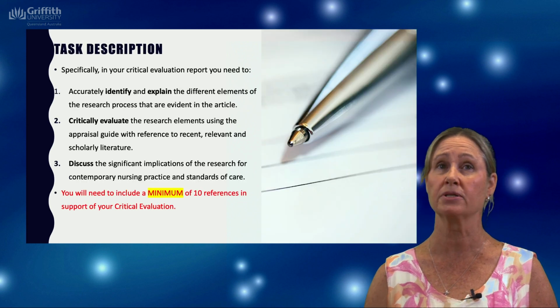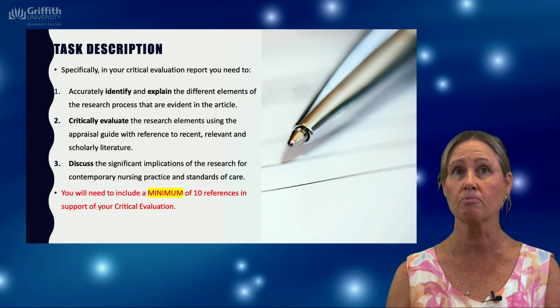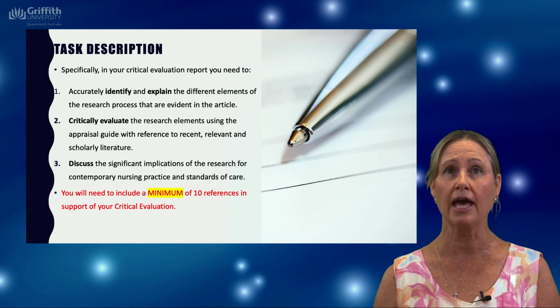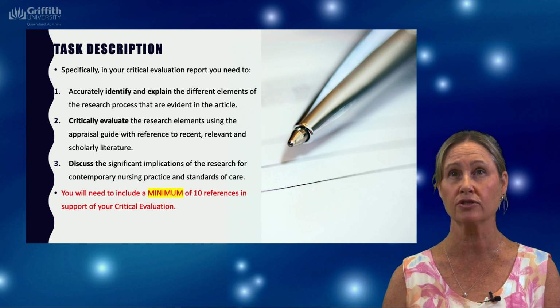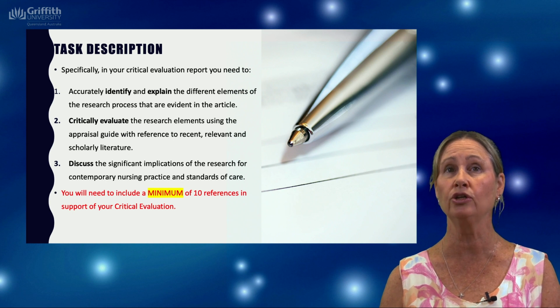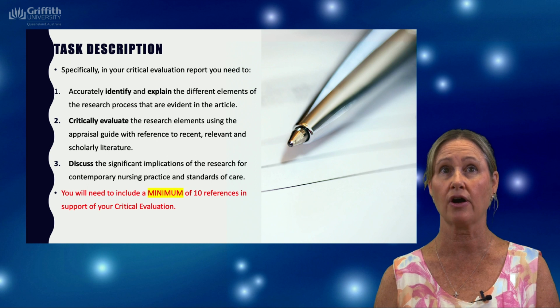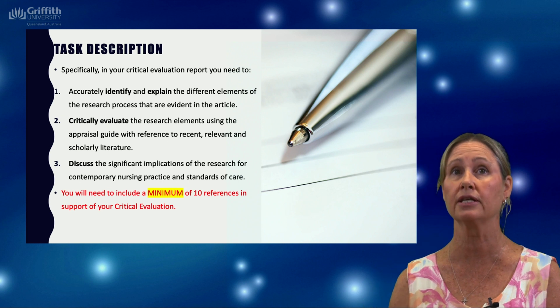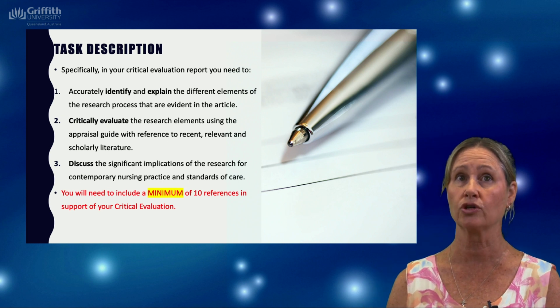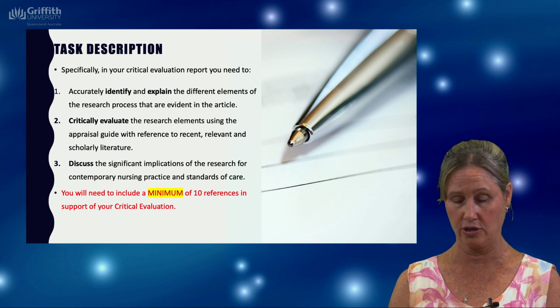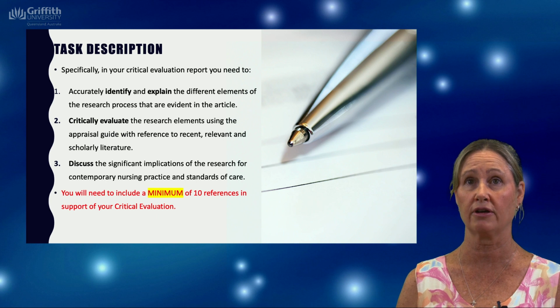So the task description in particular is really wanting you to make a critical evaluation report. So you have to really identify and explain the different elements of the research article in your assessment item. You need to critically evaluate these and use supporting evidence to justify why you're giving it that evaluation, and then discuss significant implications of this research for your practice. So you will need 10 references. You'll have the one that is the article provided, and then you need to have 9 other references.